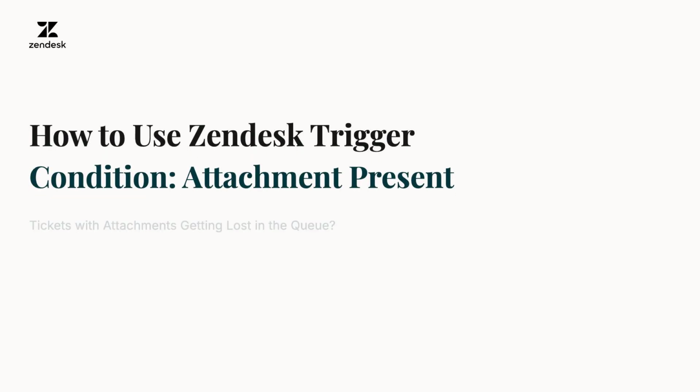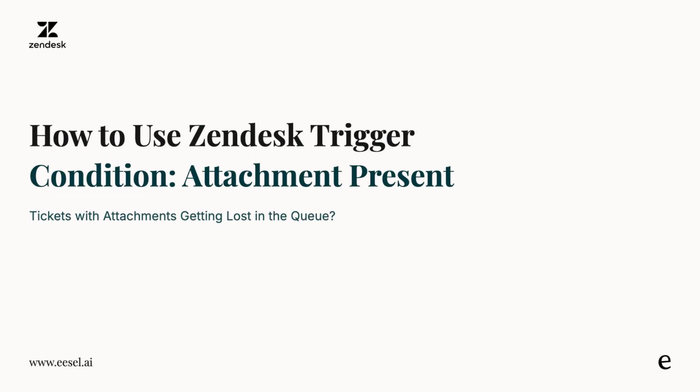Every day, tickets with screenshots, logs, and receipts land in your queue and get treated exactly like every other ticket. No special routing, no priority bump, no one even knows an attachment is there. This guide shows you exactly how to fix that with Zendesk's attachment trigger condition.